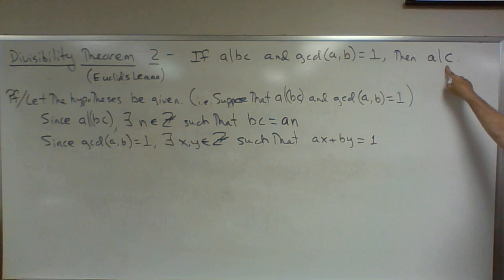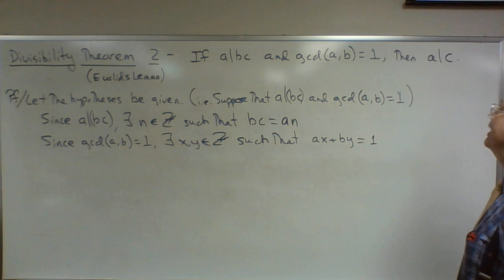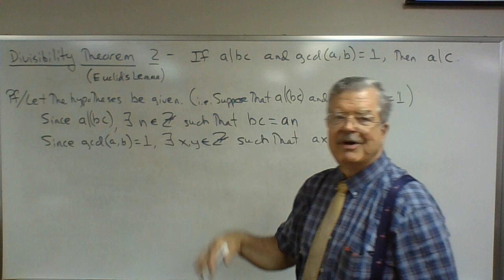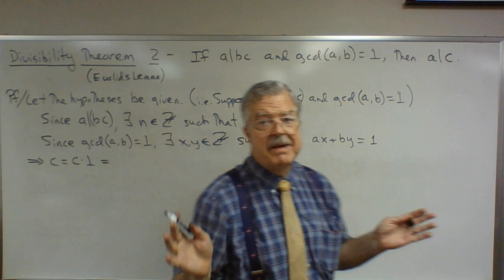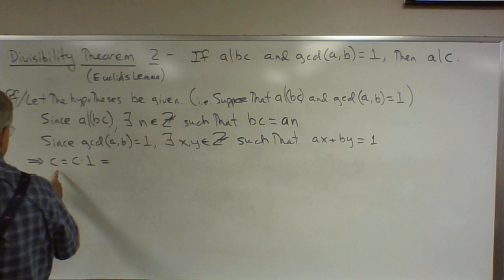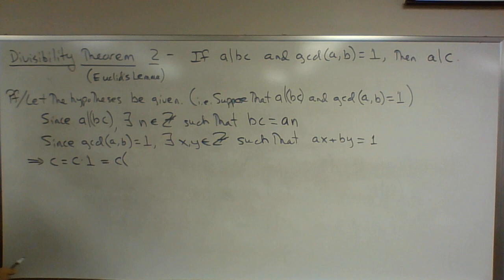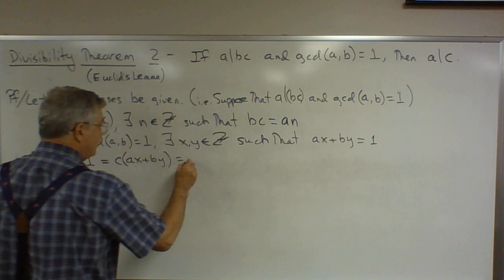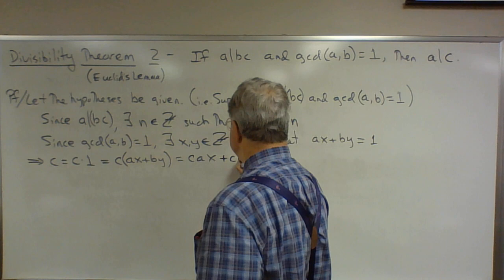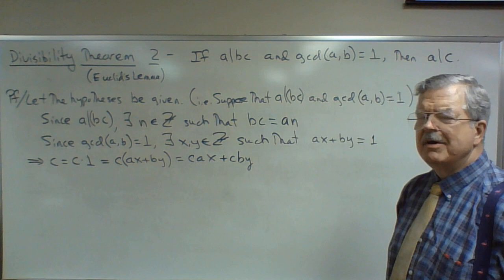Now I'm trying to show that A divides C. C is equal to C times 1. Let's just try it and see what happens. C equals C times 1. This is stupid. There's no reason to believe that it would work. And if it doesn't work, okay, we'll just go back and try something else. C is equal to C times 1, but 1 is equal to AX plus BY. And I'll distribute the C. CAX plus CBY.